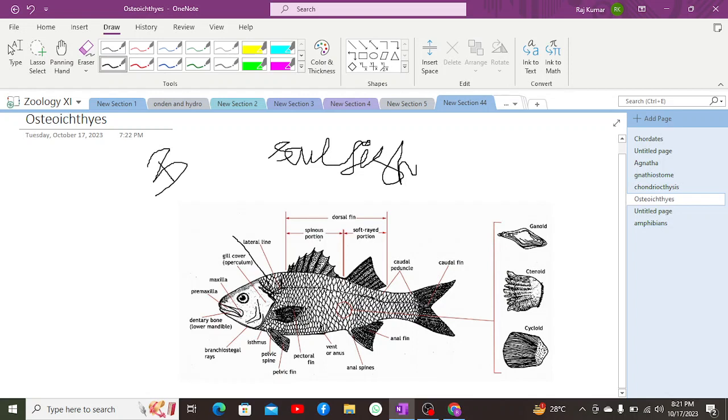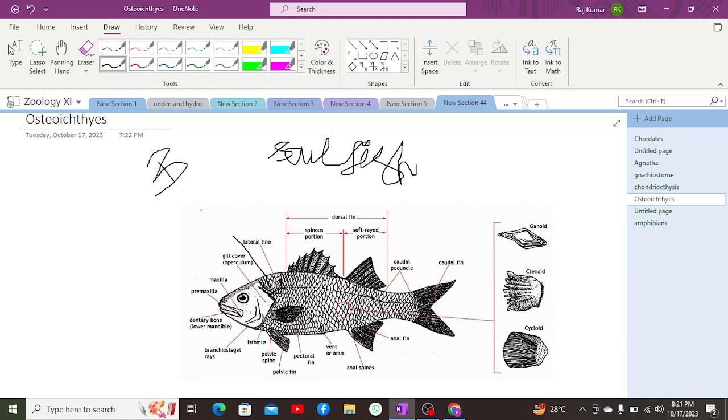Apart from that, when it comes to their fins, their fins are divided into two parts: paired fins and unpaired fins. Paired fins involve the pectoral fins and the pelvic fins, which are paired, and unpaired fins include the dorsal fins, which are two in number. Apart from that, a caudal fin is also present, which is homocercal, which means both of the ends are symmetrical.